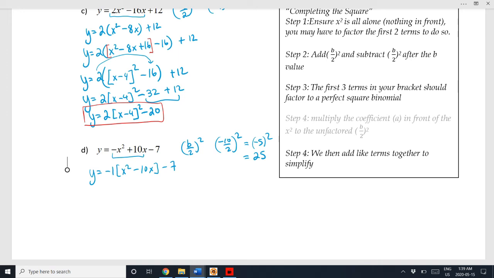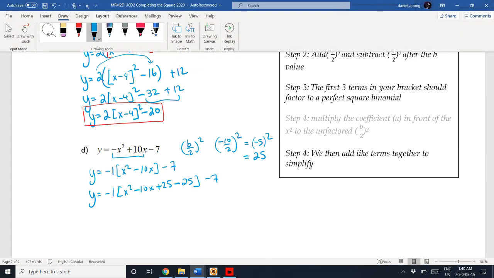And so we can write that in right after the b value. So we're going to get x squared minus 10x. Then we're going to add half b squared, subtract half b squared, and we'll have the negative 7 on the outside.